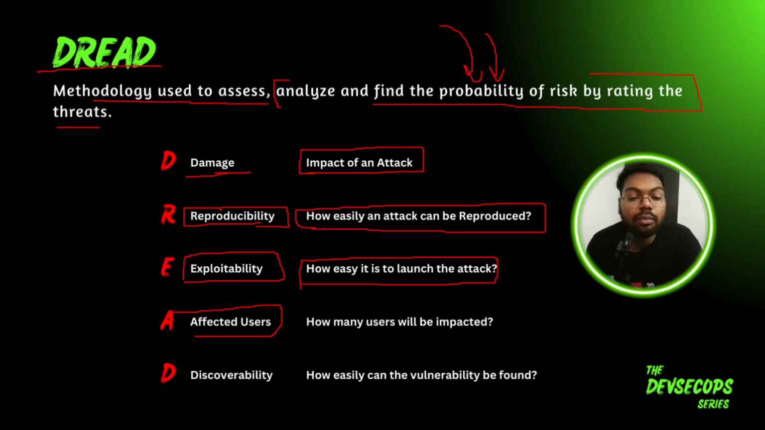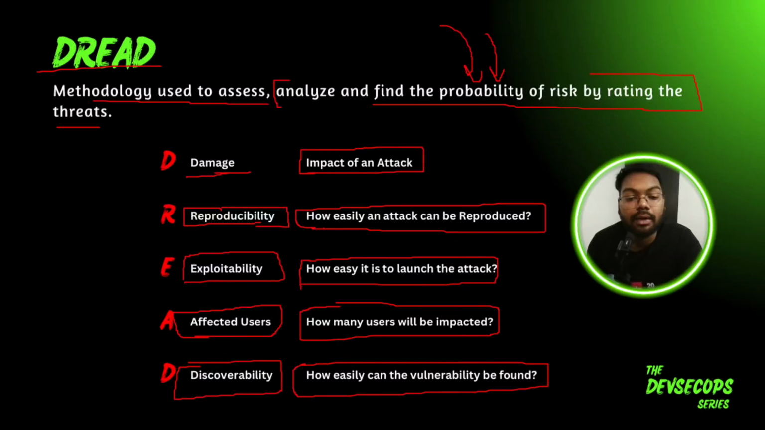Then, how many users would be affected if this attack was real and possible? We also have to see how many users are impacted. And then, is this vulnerability discoverable? How easily can someone find this vulnerability, and how can they attack? Let's say someone found the vulnerability but is not able to exploit it, so that is not dangerous for us, but the vulnerability is still discoverable. Now we will have to place some controls or measures to make it non-discoverable.